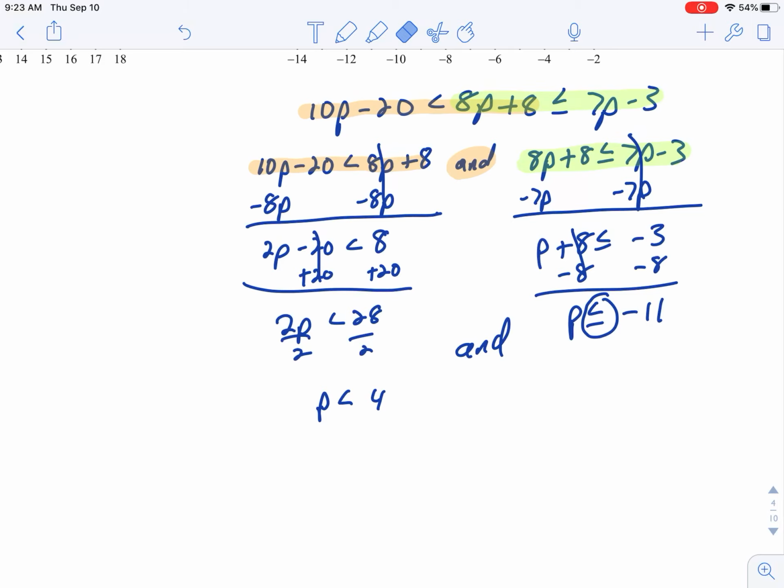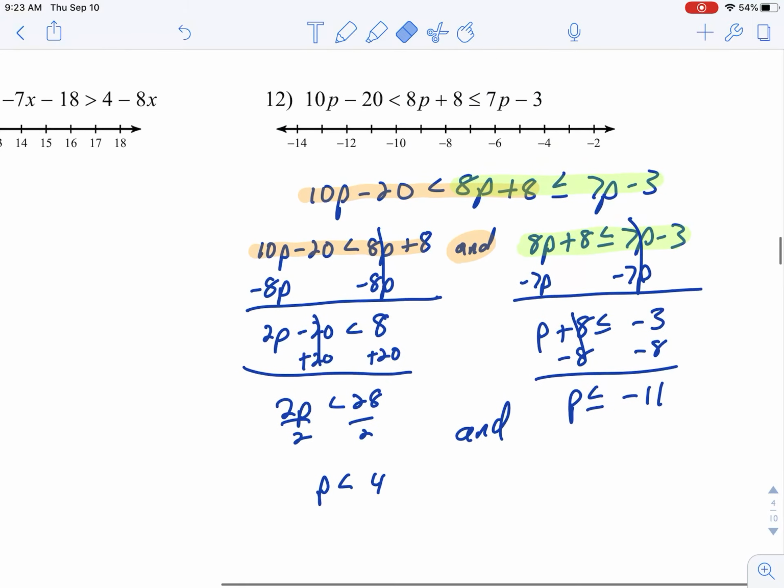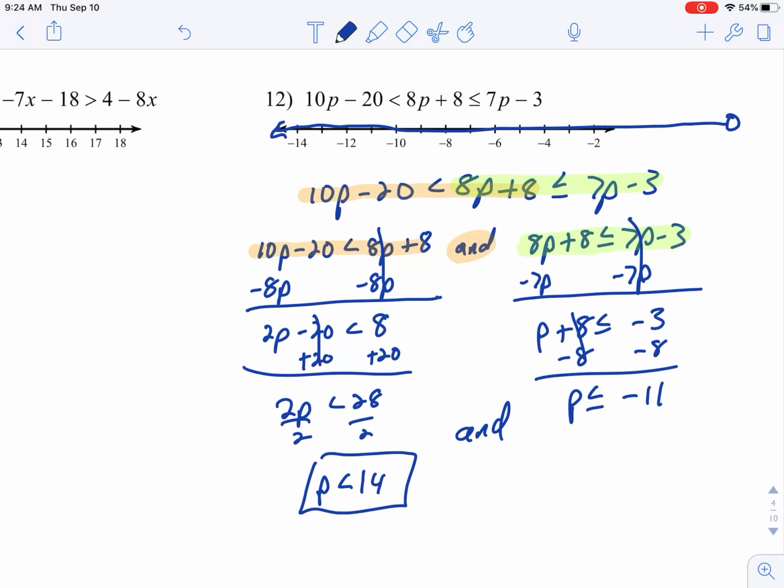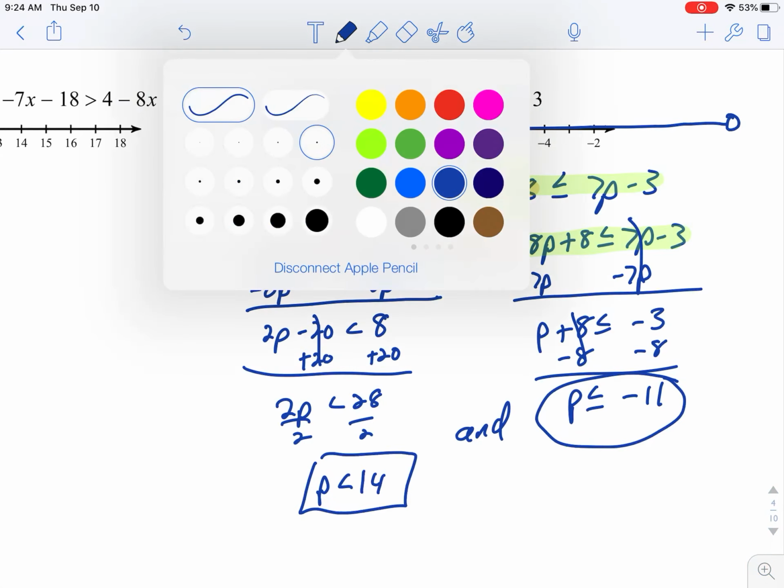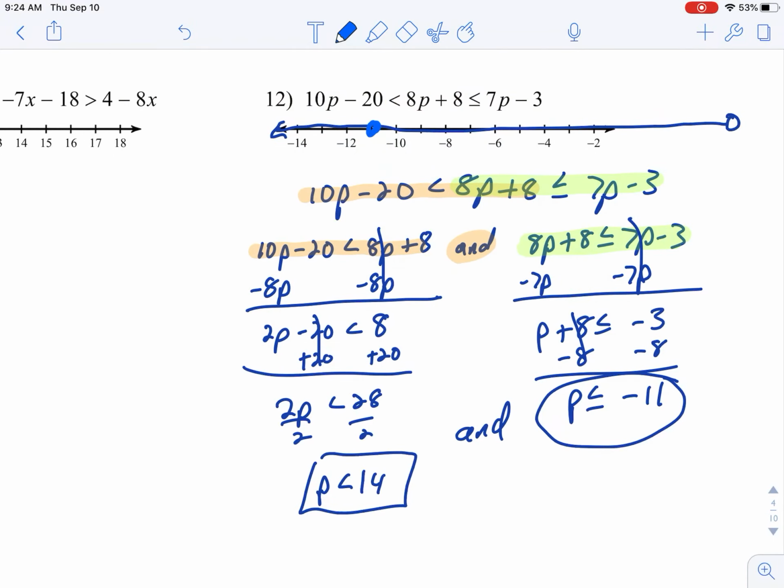So what I'm going to do is graph both of these and try to interpret the results that way. So this says p is less than 14. 14 would be way the heck over here, an open circle, and shading this way. And notice the number line doesn't even go that far. So that maybe tells us something is fishy also. P is less than or equal to negative 11 starts here, so it's going to be a dot and shade this way. In fact, I'm going to do that in a different color. Let me do this one in sort of the light blue. So a dot here and shade this way.